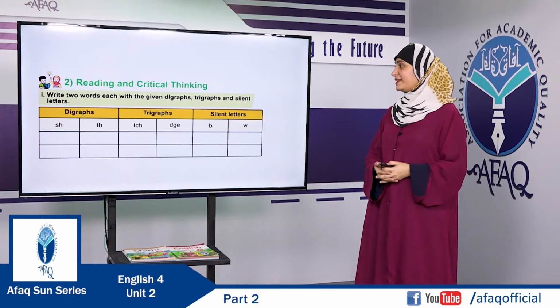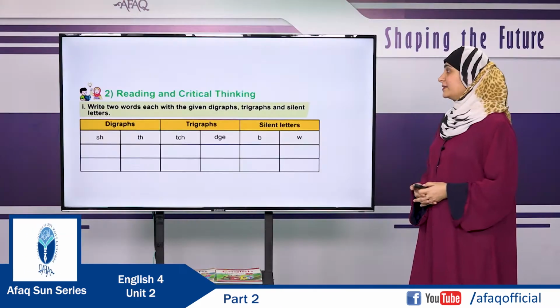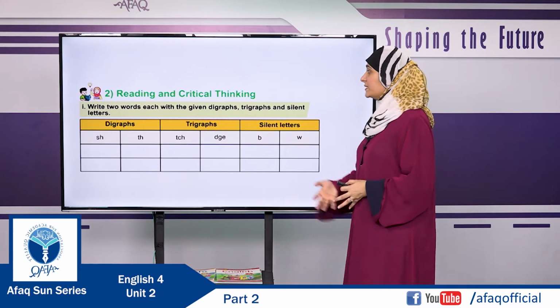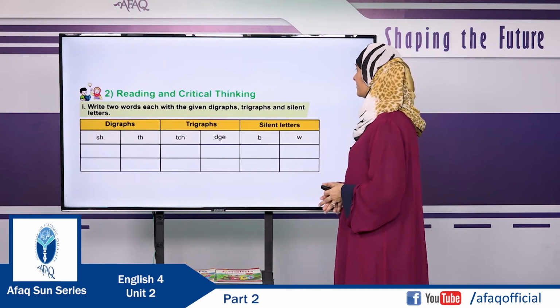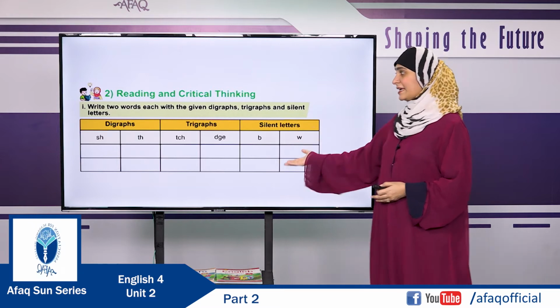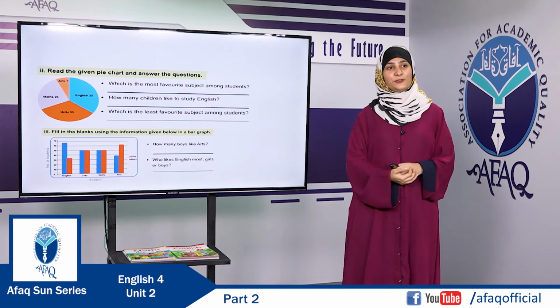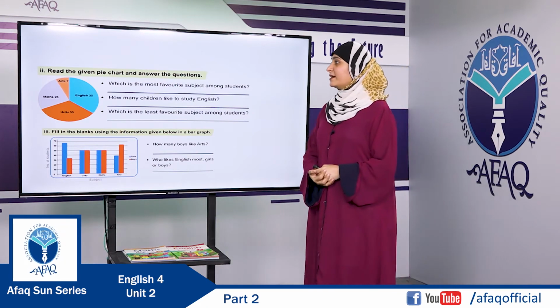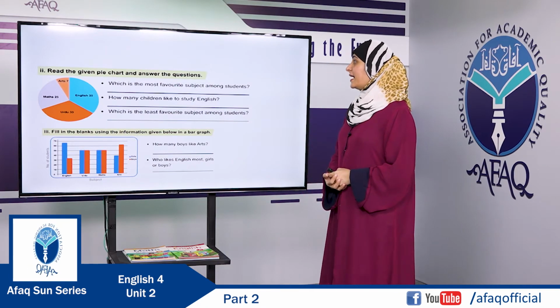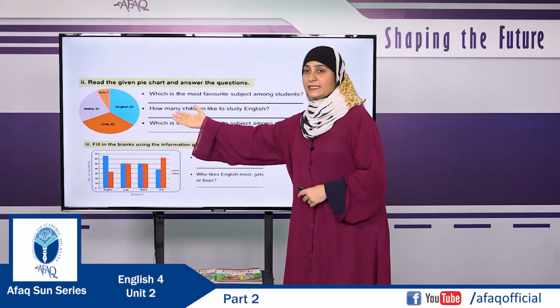Here is the next exercise for you, which is about reading and critical thinking. Dear students, now write 2 words each with the given digraphs, trigraphs and silent letters. Here is the table, fill it and come back quick for the next one. So students, there is another one. Read the pie chart and answer the following questions. Here is the pie chart given with the details in it.